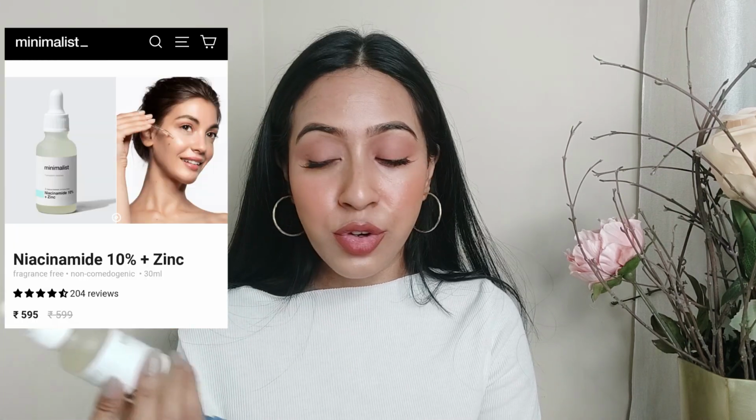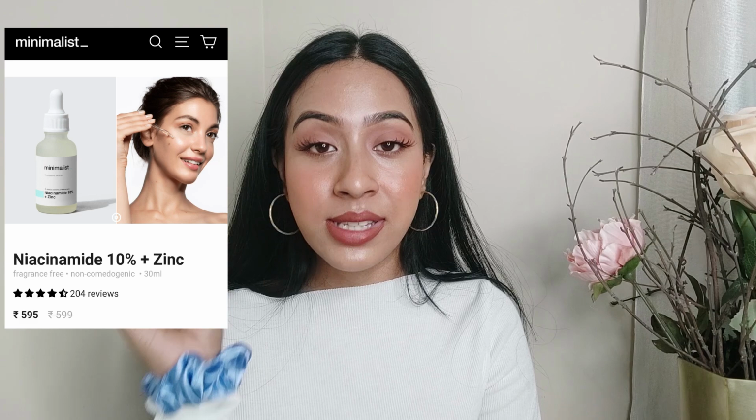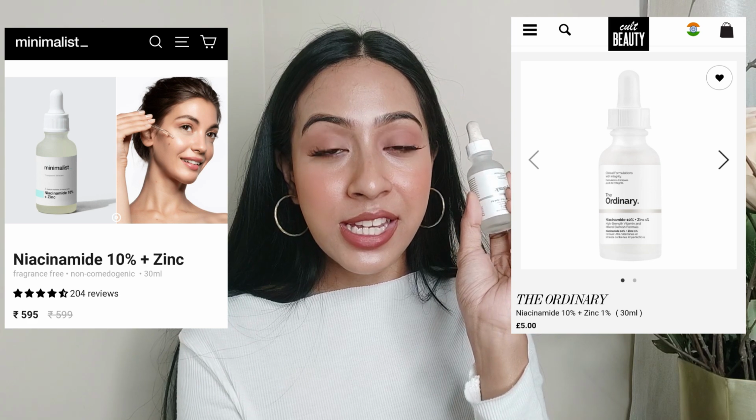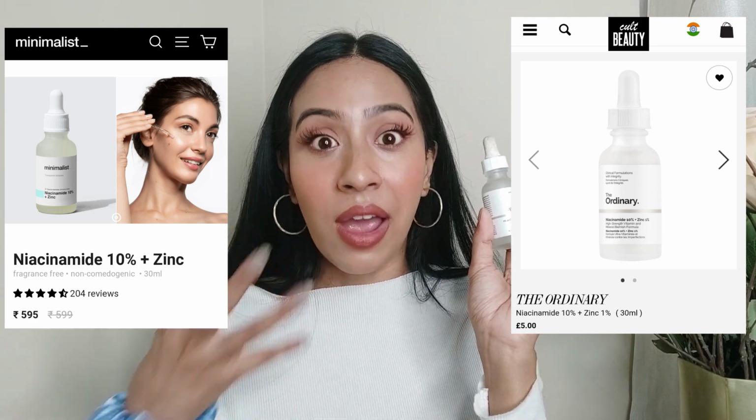So the price of the Minimalist is $5.95, which is almost 600 rupees for a 30 ml serum, and the price of the Ordinary is 500 rupees. If you calculate it in pounds, I guess it's £5. So when you convert it into Indian rupees, it's almost 500 approximately. But yes, there are customs charges whenever you purchase anything from overseas. You always have to pay customs. So ultimately the price of the Ordinary niacinamide goes high, and if you can purchase this without customs, then yes, it's cheaper than the Minimalist.